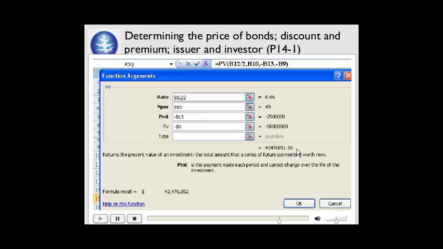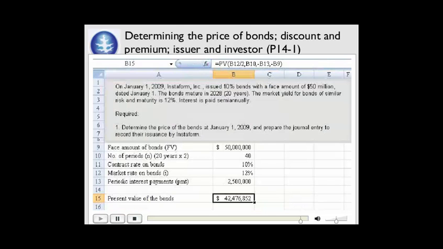So we'll assume that we're making interest payments of $2,500,000 every period. The future value of the bonds, the amount we would have to then pay back, is $50 million, which is the face value of the bonds. And once we put all that information in, we can hit the OK, and it calculates the present value of the bonds as $42,476,852.